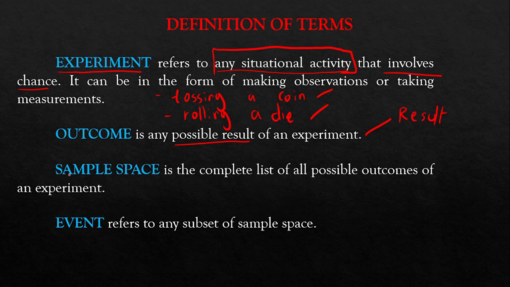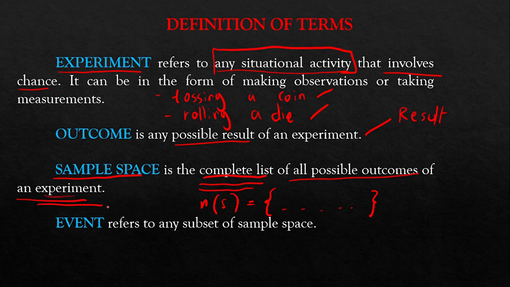How about sample space? Sample space is a complete list of all possible outcomes. So it is under the outcome, the complete list. In denoting a sample space, we can denote this as n of S, then put a brace, and list down all the possible outcomes from that experiment.